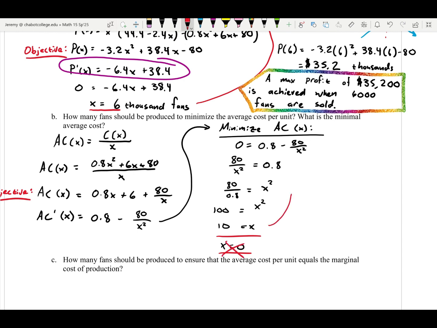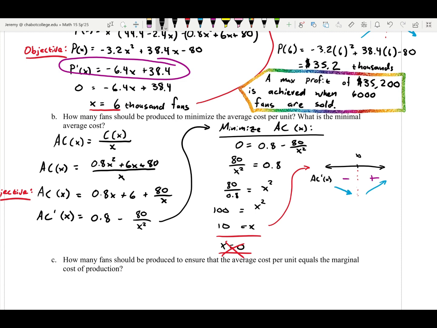But let's test x equals 10. I'll do a little compact sign analysis right here. Okay, testing the derivative AC prime of x. And I could plug in 9, I could plug in 11, and when I put in 9, I got a negative value. When I put in 11, I got a positive value. So that means that the average cost is decreasing to the left of 10, it's increasing to the right of 10.